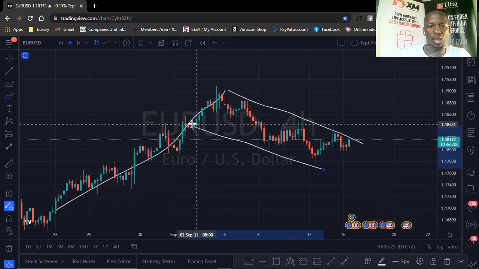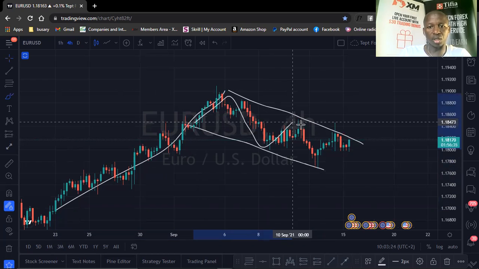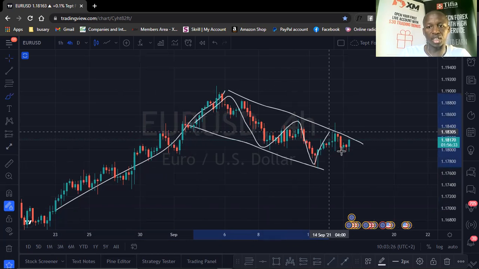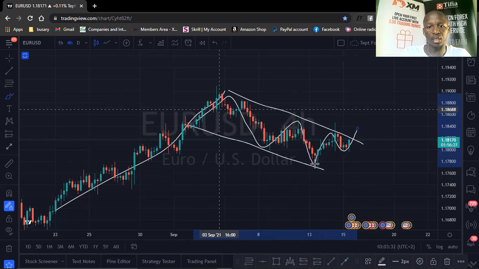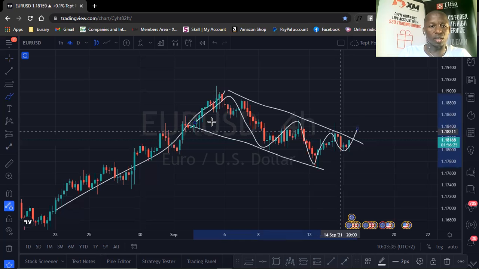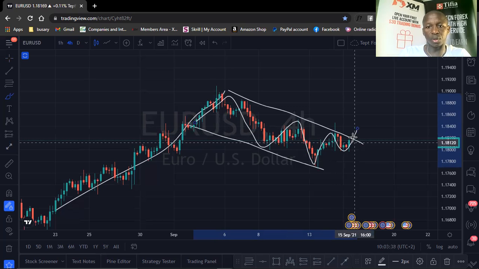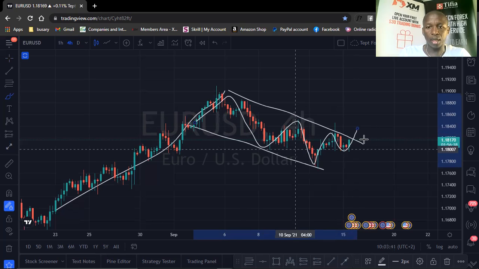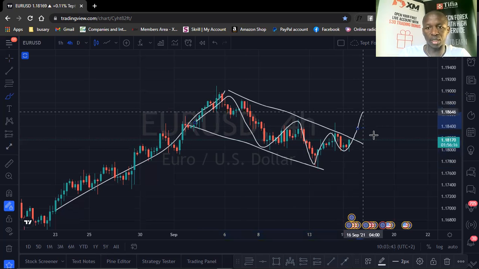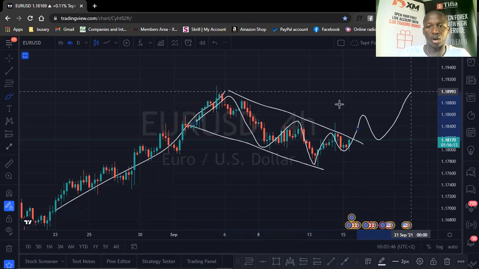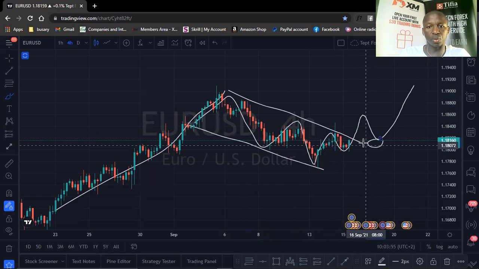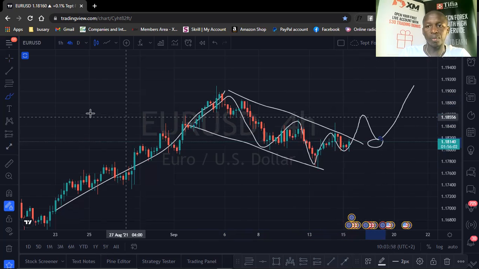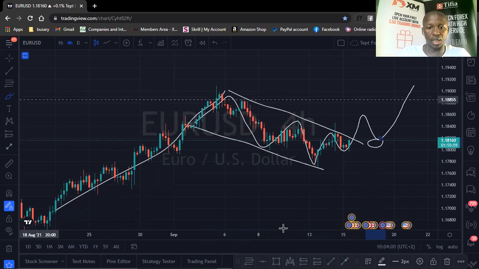As you can see, we currently have the correction here. We can expect the breakout of this descending channel anytime soon. And once the price has managed to break out from this descending channel, we can wait for a retest before a continuation of an upward movement. So our entries will be right here on a retest of the structure, which is our descending channel. So we will have something like this.